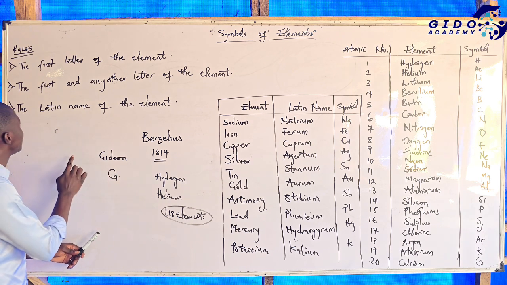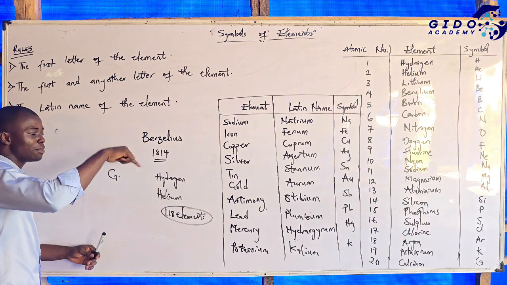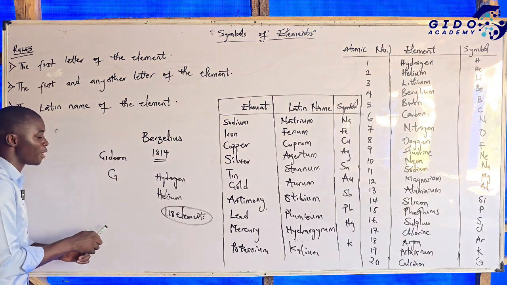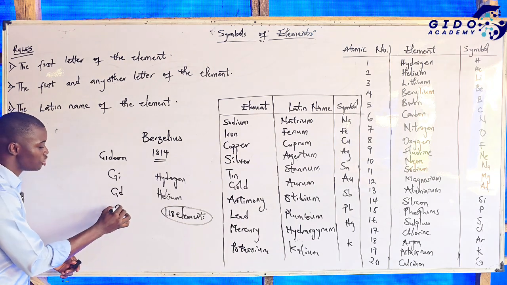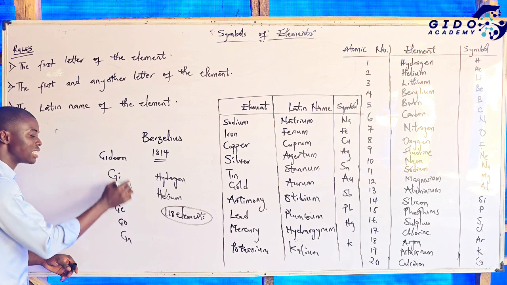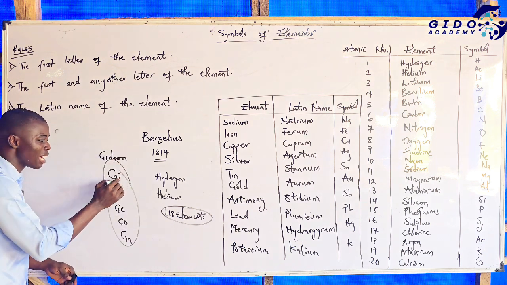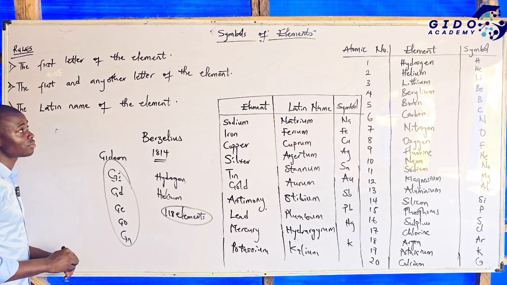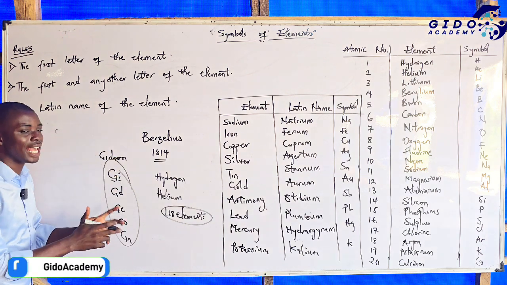And the second rule states that the first and any other letter of the element should be the symbol of the element. Any other letter. So it will be GI, it can be GD, it can be GE, it can be GO, it can be GN. But the rule states that the first letter must be capital letter, while the other letter must be what? Small letter. Then the third law states you have to use the Latin name of the element.